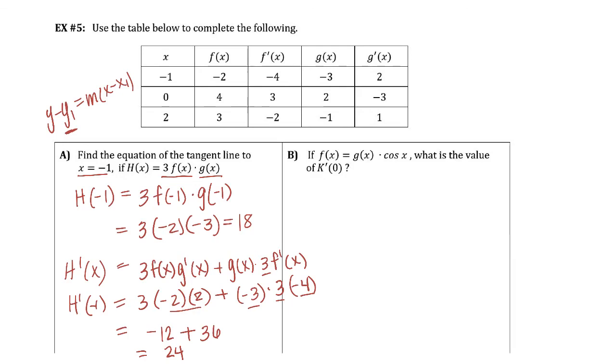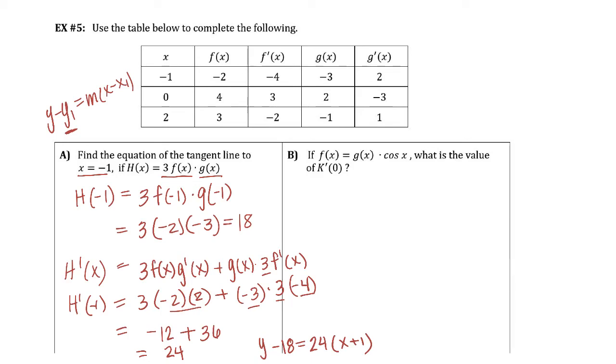So our equation of our line, looks like we're out of room, is going to be y minus 18 equals our slope times x minus a -1. So there's the equation of our tangent line. Right, moving on, let's look at our other problem.